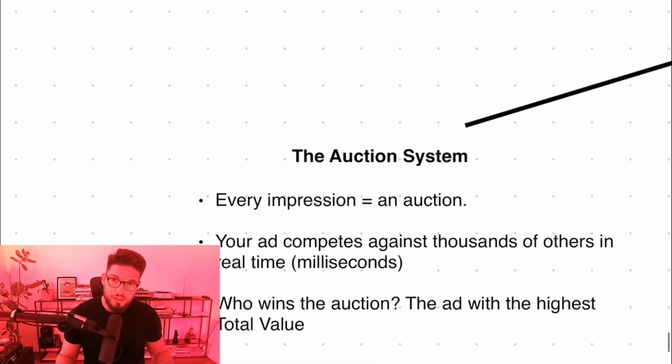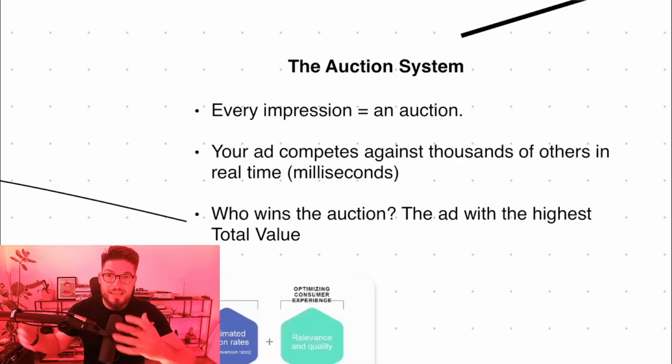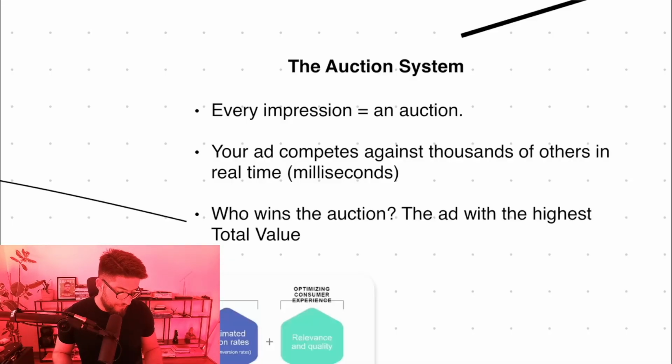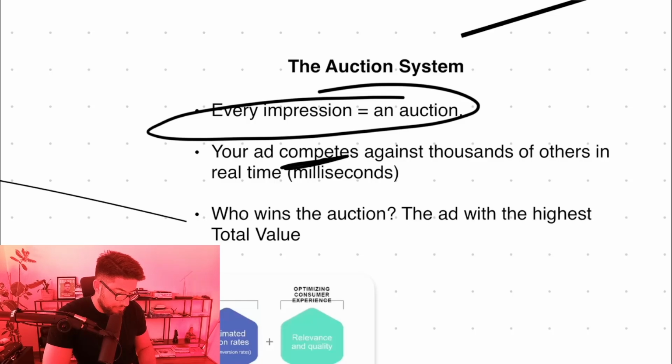The first one is going to be, it's just an auction. In an auction, you're competing against other people, and the best one is the one that's going to win. So every impression is an auction. Every time somebody opens Instagram, there's going to be hundreds of auctions from ads that want to be delivered to this person, okay? Your ad is going to compete against a lot of people. It's milliseconds, so in real time, you're competing with your ad. Who wins the auction? The ad with the highest total value.